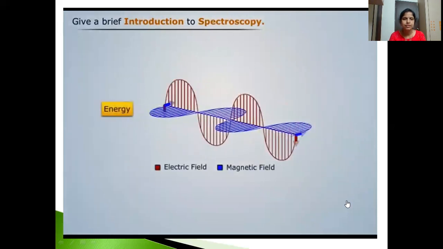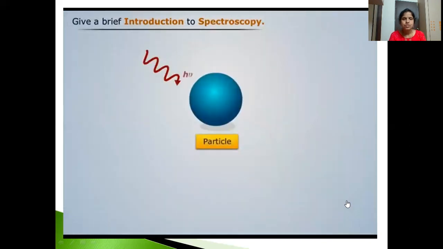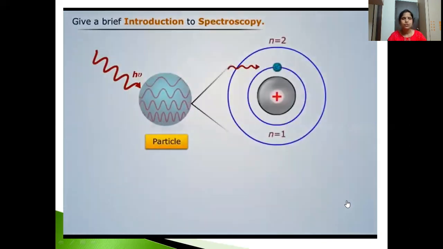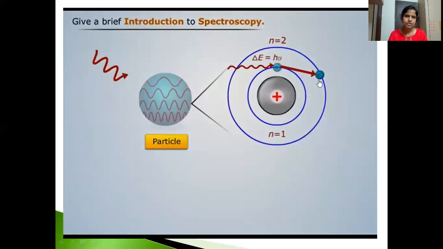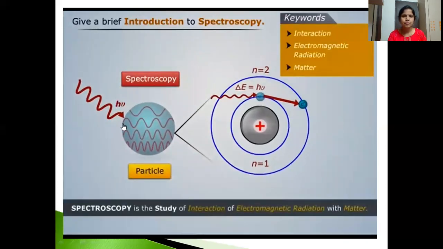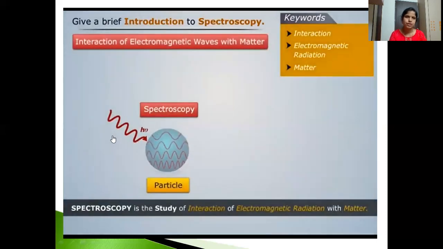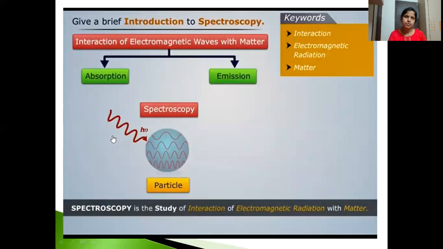So this is the wave where you can see electric and magnetic fields which are perpendicular to each other. Now this is a particle where the light is falling on it. So when it is falling, you can see the electron is being excited to another, higher energy level. So spectroscopy is nothing but the interaction of the light with the matter. Light is here electromagnetic radiation, with that of the matter. That is nothing but spectroscopy. Now this interaction of electromagnetic waves with matter is of two types. It may be absorption or emission.